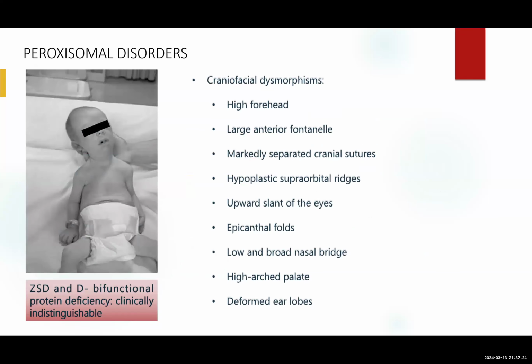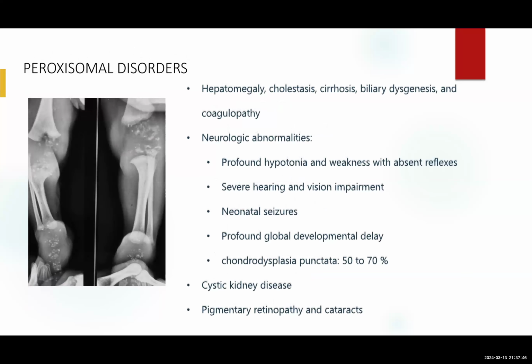As we can see in the picture, there are classical dysmorphic features like high forehead, large anterior fontanelle, separated cranial sutures, upward slant of eyes with epicanthic folds, and high arched palate seen in this baby. Zellweger spectrum disorder and D-bifunctional protein deficiency are clinically indistinguishable. They can also have hepatomegaly, cholestasis, cirrhosis, biliary dystenosis, and coagulopathy. Neurologically, these babies have profound hypotonia with weakness, hearing and vision impairment, and neonatal seizures, and chondrodysplasia punctata is seen in 50 to 70% of the cases. They can also have cystic kidney disease, pigmentary retinopathy, and cataracts.